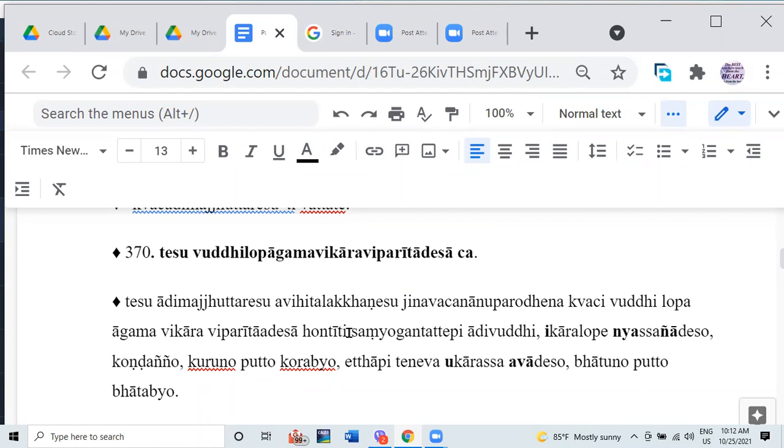Yes, but then Lakkhana refers to those Adi, Majjha, and Uttara, not to the suttas. Right? So those Akaras whose characteristics have not been arranged. Avihita Lakkhana.